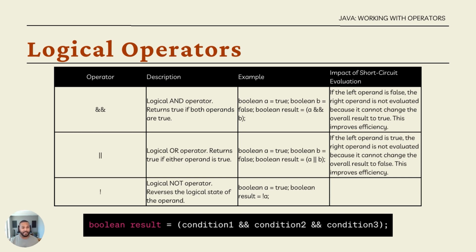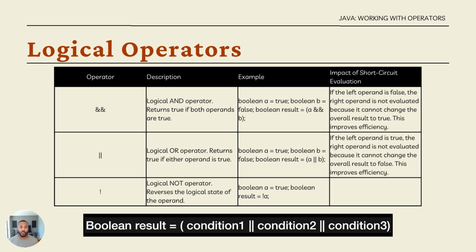Let's go back to that example at the bottom of the screen. Boolean result equals, if condition 1 is already false, the whole result is going to be false, and we could just stop evaluation right then and there. And for the logical OR operator, if the left operand is true, the right operand is not evaluated because it cannot change the overall result to false. So back to the Boolean result equals, if condition 1 is true, the result is already true. You don't have to go executing condition 2 or condition 3.